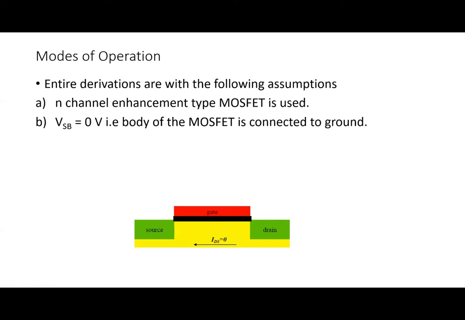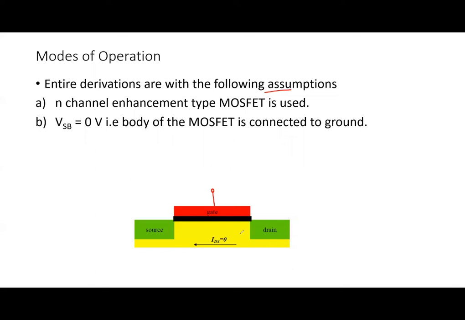When we go for the derivation, the point of concern is that all the derivations are made with the following assumptions: that the device we are using is an n-channel enhancement type MOSFET. In this, there is no channel, and when we apply a certain potential on the gate greater than the threshold voltage, a channel is created. If we apply a certain potential at the drain, an electric field is created in this direction, and then current conduction takes place.